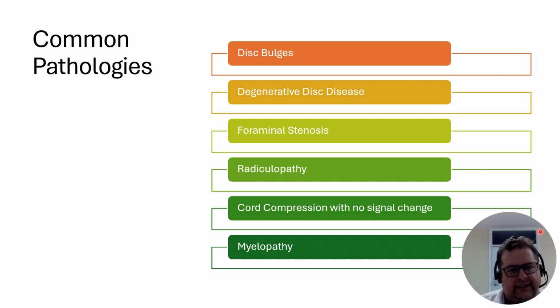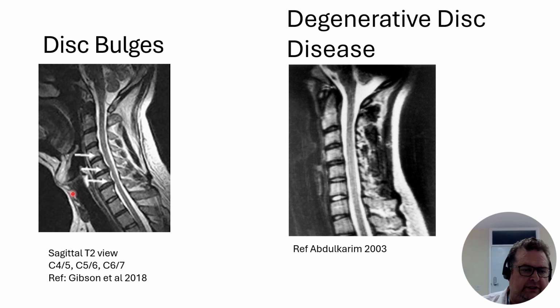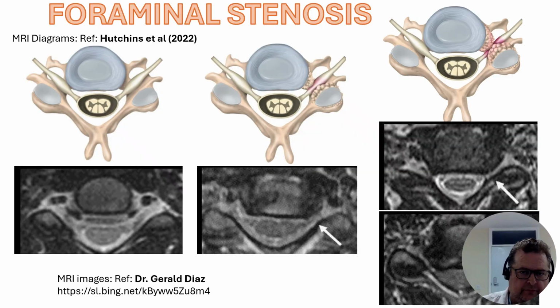So that's the basic anatomy very quickly. So now we look at what they look like when it's not normal. So we have some disc bulges, degenerative disc disease, some foraminal stenosis, some myelopathy. With the disc bulges, you can see here you've got your cord, and then you've got your disc bulges there. The degenerative disc disease, you can see a more normal signal intensity there, but higher up it's lower in keeping with degenerative disc disease.